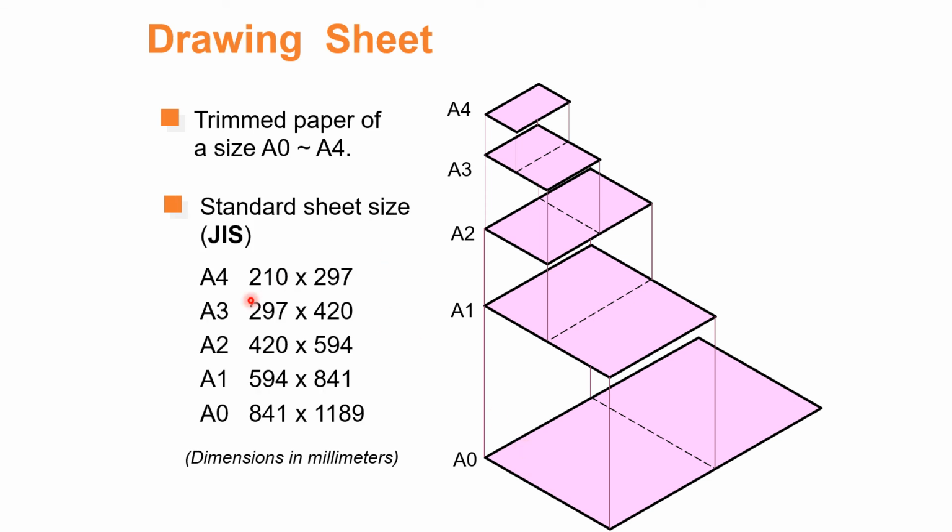Standard sheet size is A4, that is 210 by 297 millimeters, meaning 210 is the width and the height is 297 millimeters. Similarly, for A0 size, 841 is the width and the length is 1189 millimeters.